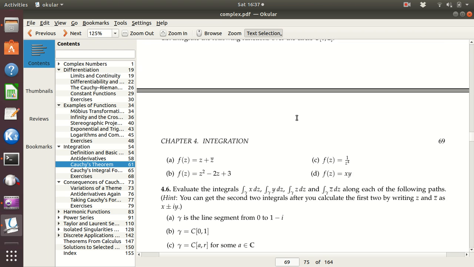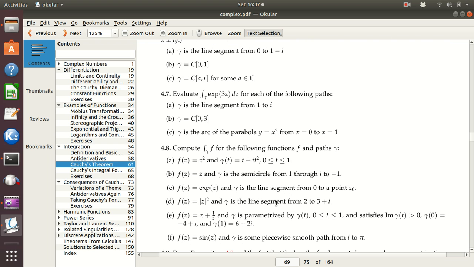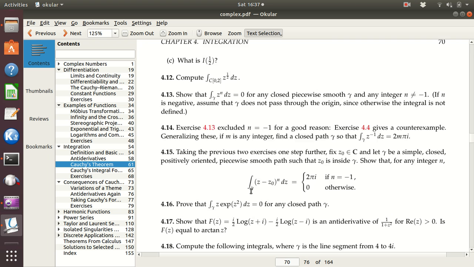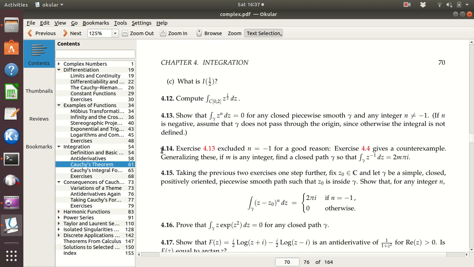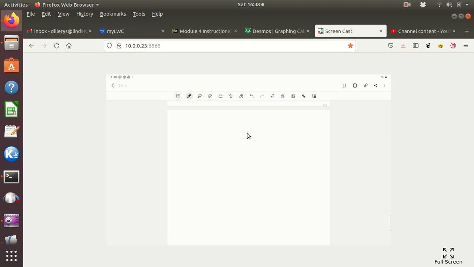And then a lot of these integral problems. And let's see, which one? Oh, right here. So 4.14, this kind of intrigued me when I first saw this. So this is find a path so that this would be 2m pi i. We want to find gamma so that the integral of 1 over z dz is equal to 2m pi i.